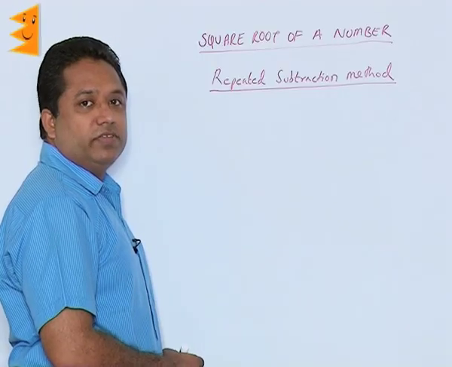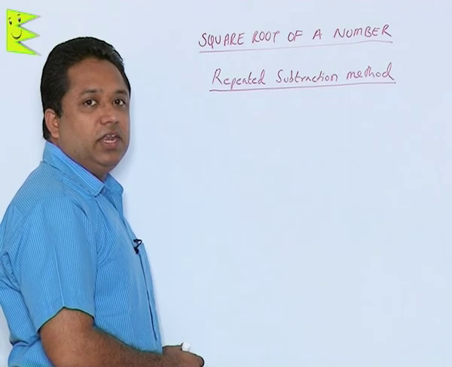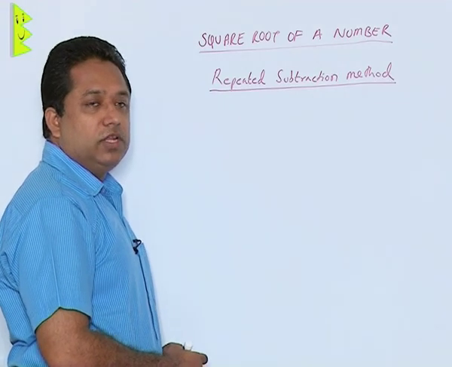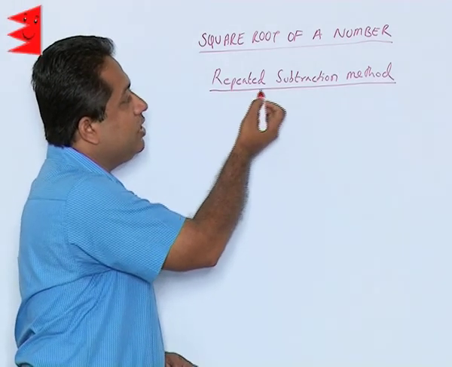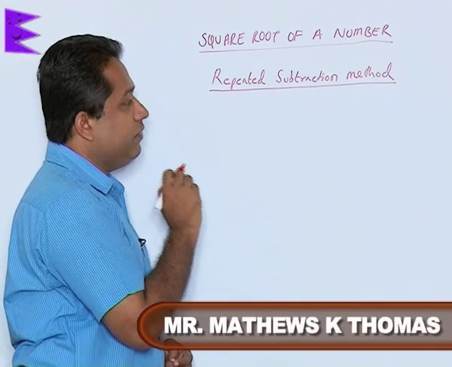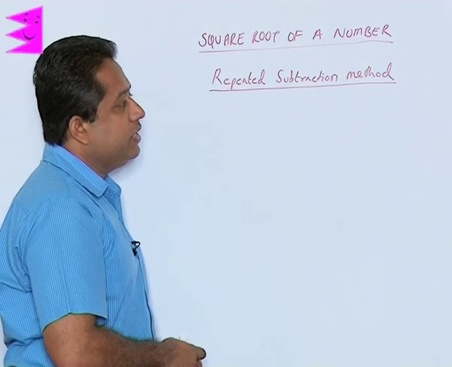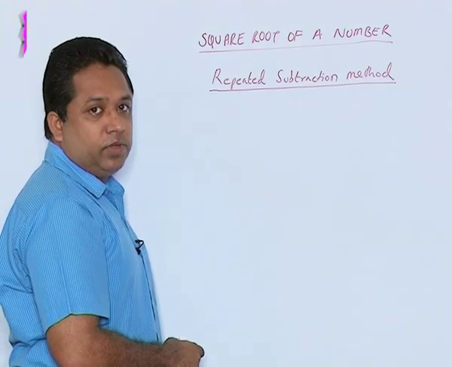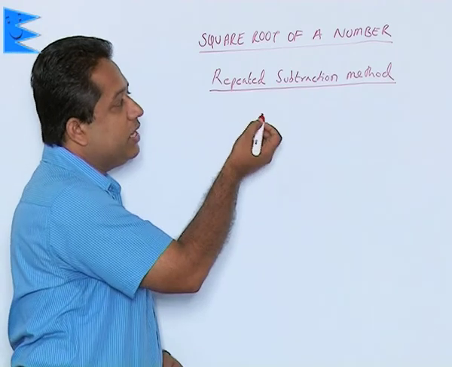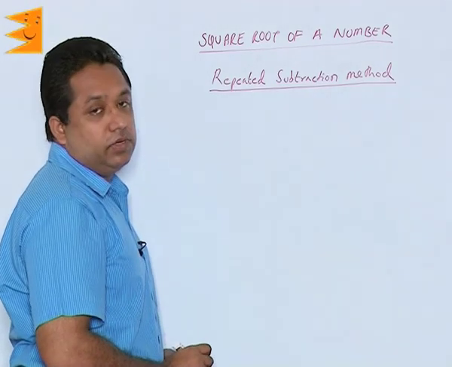So far we have discussed two methods. The first was the prime factor method and the second the long division method. Now there is also a third method, which is called the repeated subtraction method, and this is normally used only if it is specified in the question to find the square root of a number by the repeated subtraction method, because this is a long method as compared to the long division or even the prime factor method.